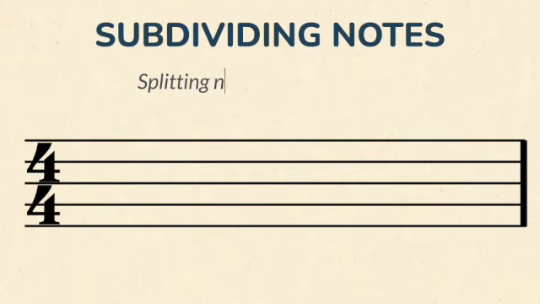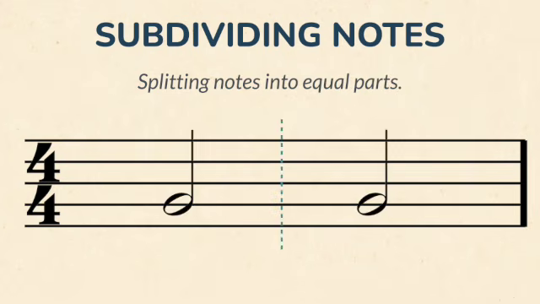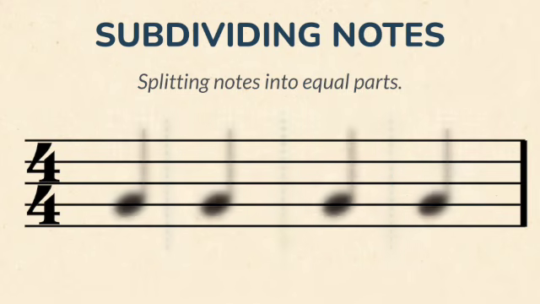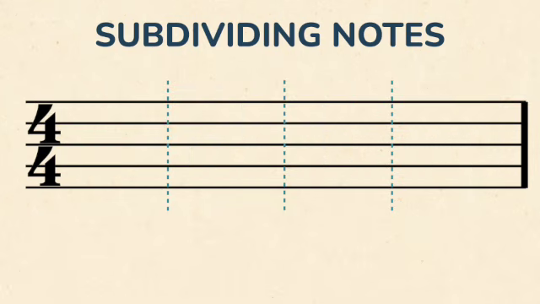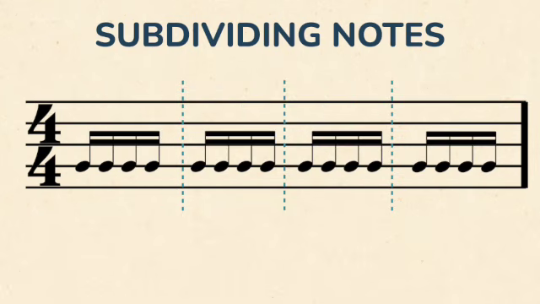Subdividing means splitting longer notes into smaller equal parts. One whole note is divided into 2 half notes, 4 quarter notes, 8 eighth notes, or 16 16th notes. This shows how beats can be broken down.